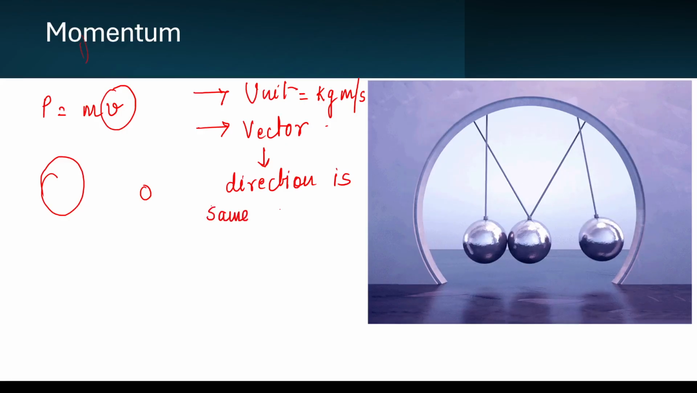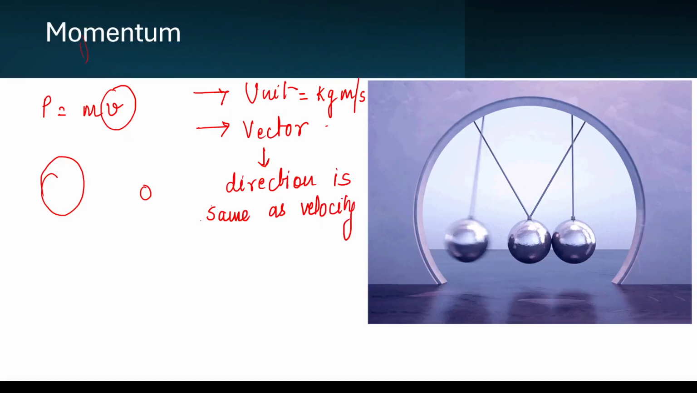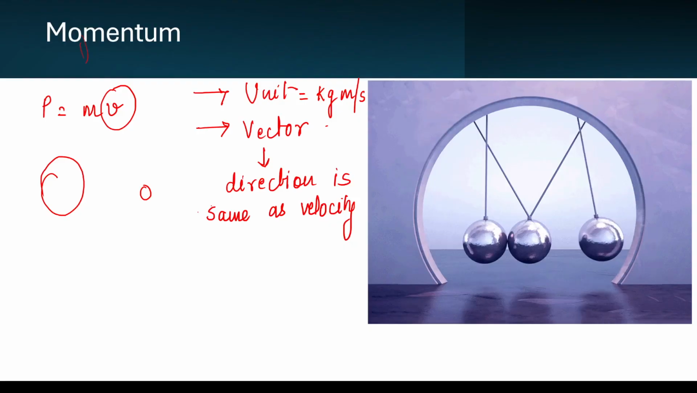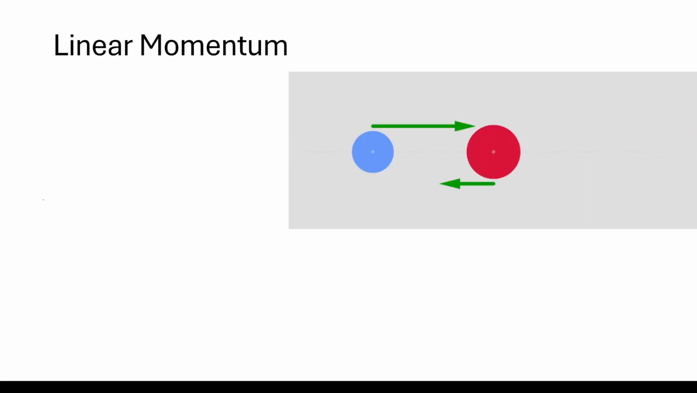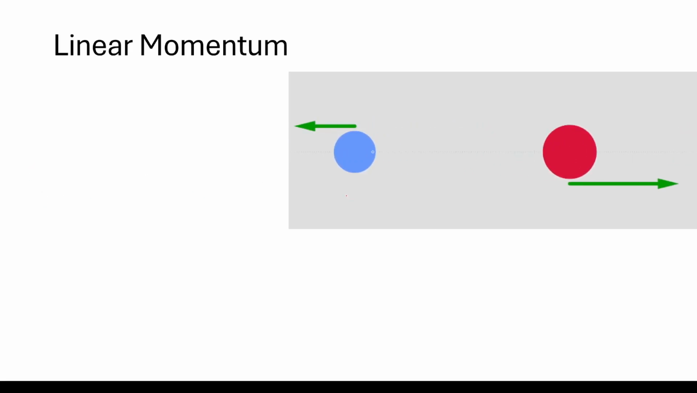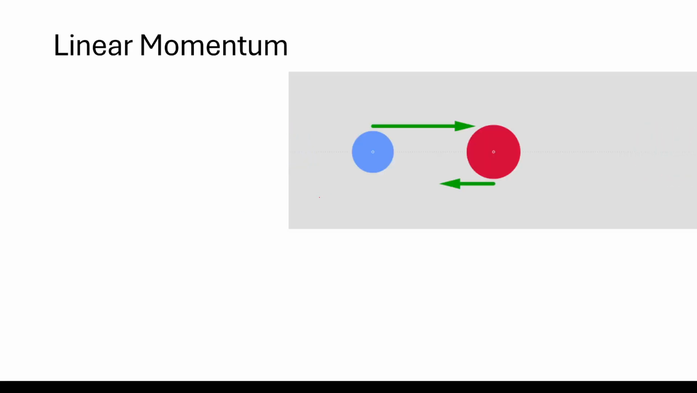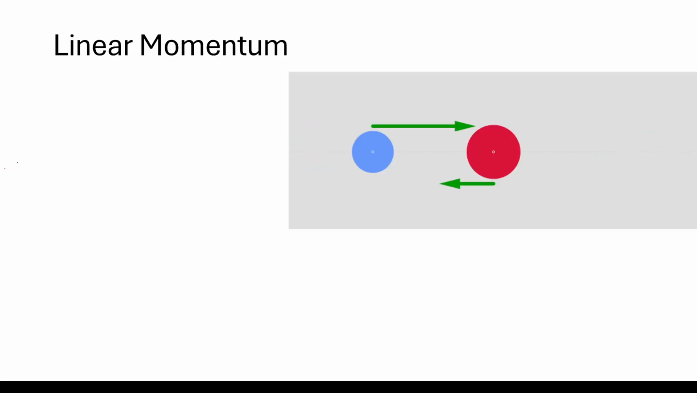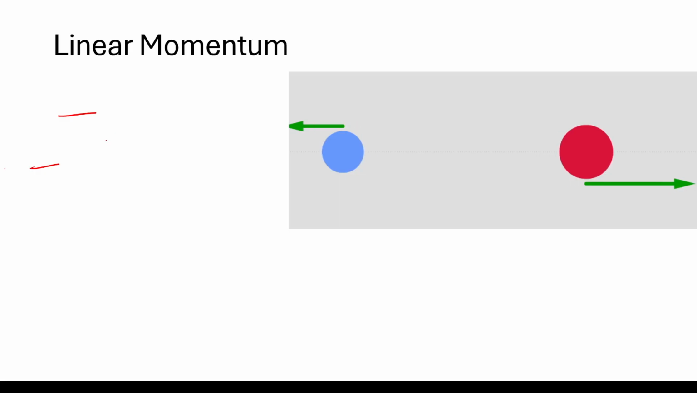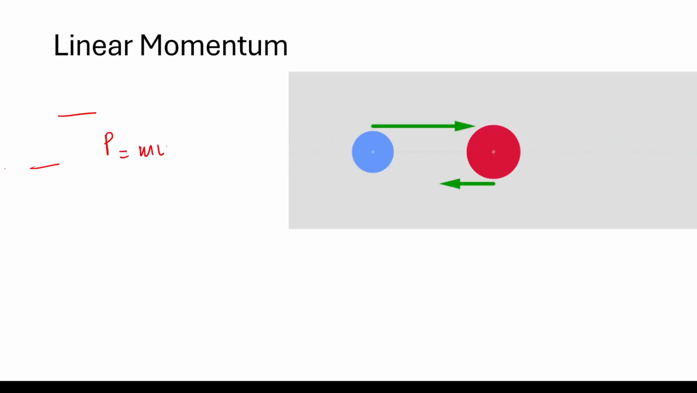So pause and just internalize that momentum is mass times velocity, kg meters per second, and it's a vector. Now, linear momentum would be calculated only with linear velocity. We are not yet calculating the angular momentum. As you can see in the animation, both the bodies are moving along the x direction, the horizontal direction, so they will both only have linear momentum, which is P equals mv.